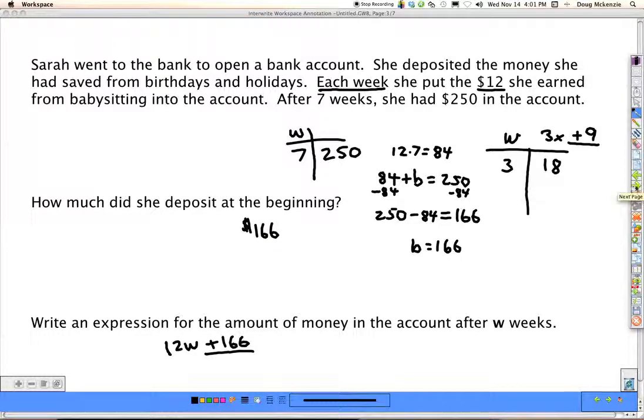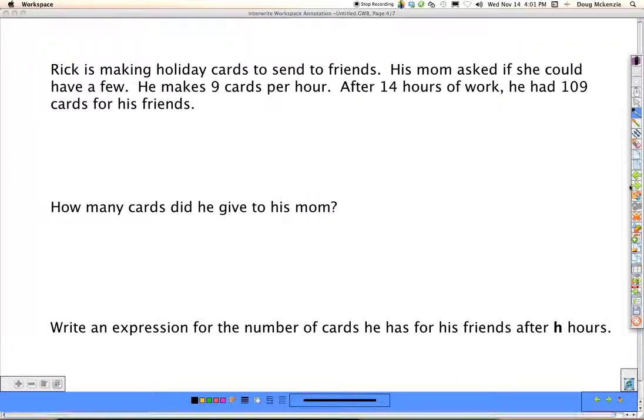Let's take a look at another example. Rick is making holiday cards to send to friends. His mom asked if she could have a few. He makes 9 cards per hour. After 14 hours of work, he had 109 cards for his friends. How many cards did he give to his mom? And write an expression for the number of cards he has for his friends after 8 hours.